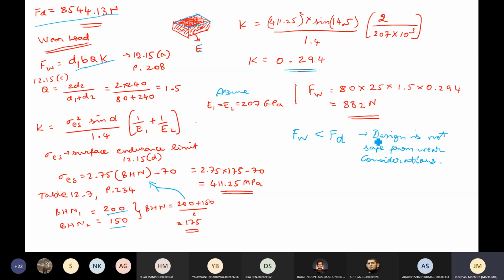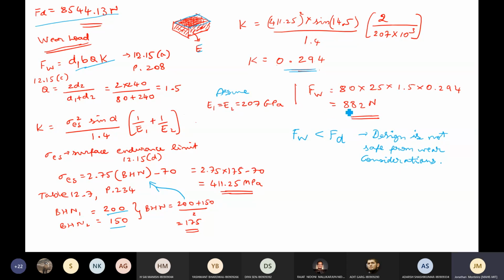We have already solved this design for strength considerations using the Lewis equation. That is done. If you take the tooth as a static member, it is definitely going to hold the load. But if you consider the dynamic nature of the tooth, it is not going to hold the load. Which kind of failure will occur here? It is not static fracture that is going to take place. It is the failure due to the wear load. So the design is not safe from wear considerations.